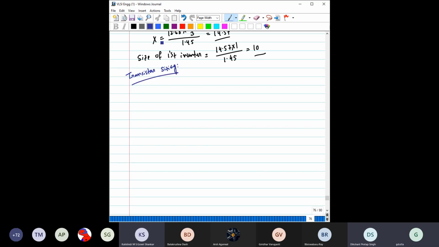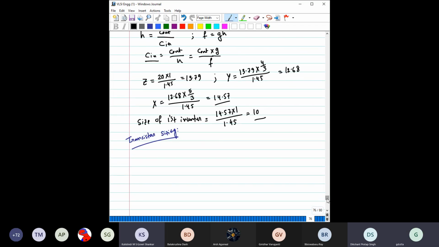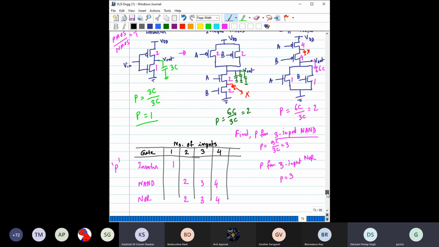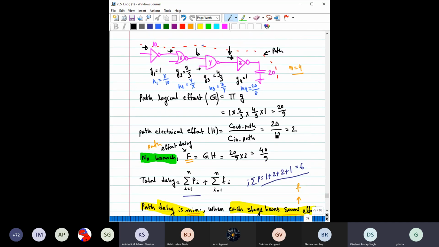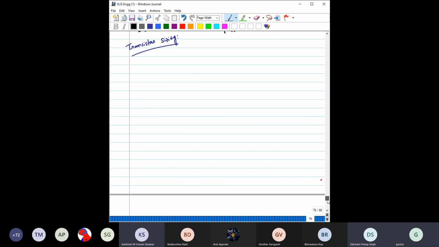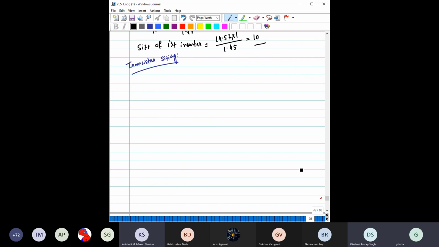Now, this is transistor sizing, right? Again, we can start from any place. We can start from this or from this. Let us start from this last inverter only. So, transistor sizing for the inverter.